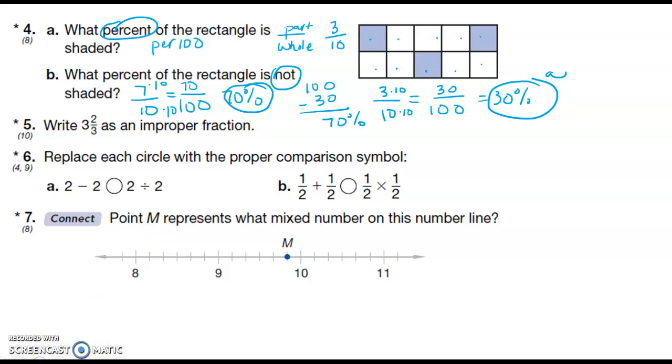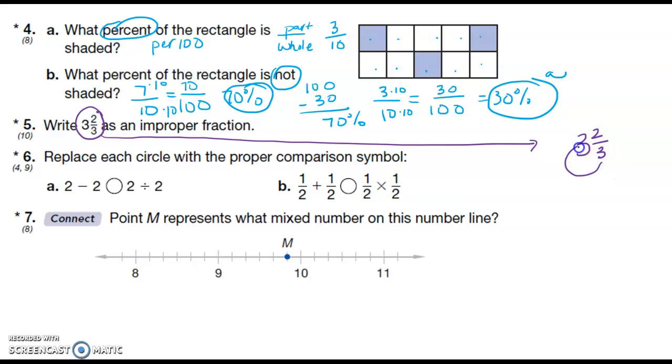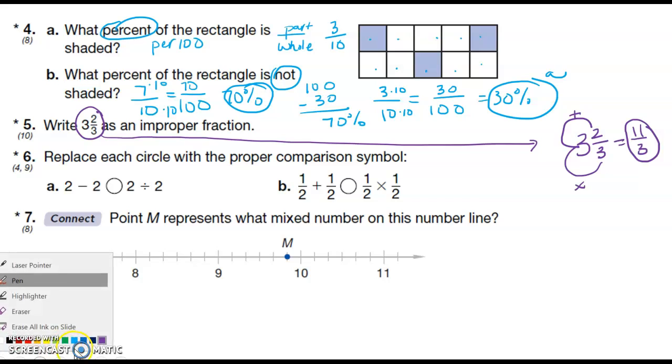Let me change. Here we go. Right, 3 2/3 is an improper fraction. Okay, so I'm going to take this over here to show my work. And when they ask me to make a mixed number into an improper fraction, I'm going to popcorn. So that's multiply, add. Multiply, add. 3 times 3 is 9, plus 2 is 11. And that's my answer. Okay, let me change colors again because it's kind of tight here.